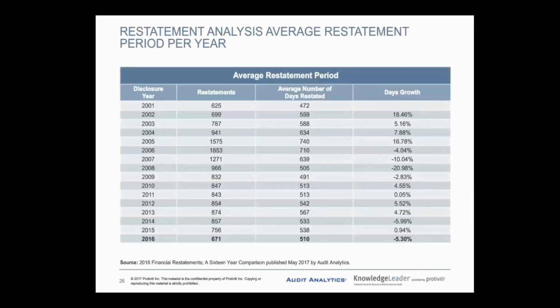Again, what you've also identified here is we've gone in and looked at this in a chart format, and included in this is the growth percentage. So you can see that the biggest drop from one year to the next was actually 2007 to 2008, where the average restated period in terms of number of days went from 639 down to 505. The largest jump was 2004 to 2005, and then subsequently 2016 had a 5% drop from 538 down to 510 in terms of the number of days restated.